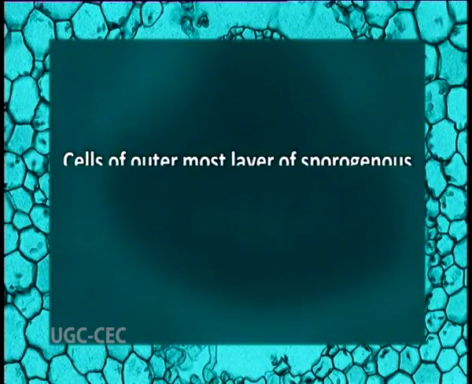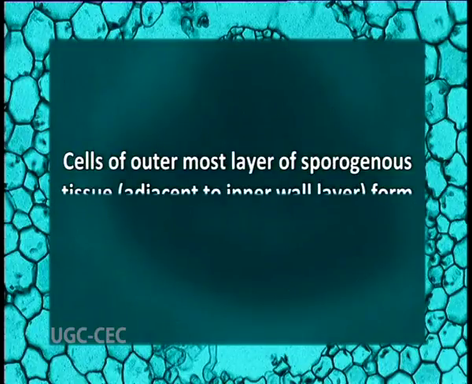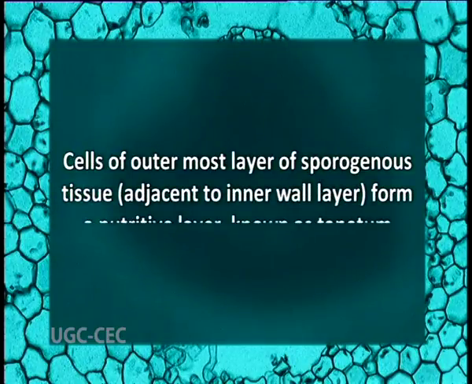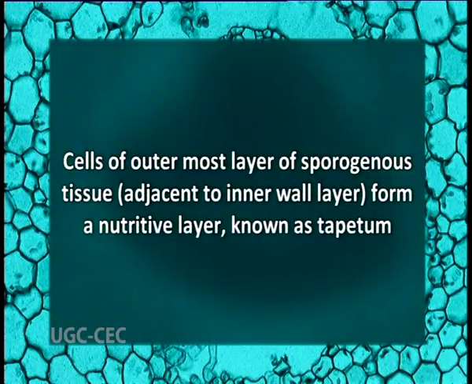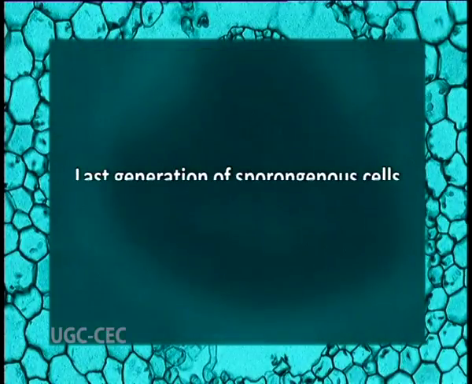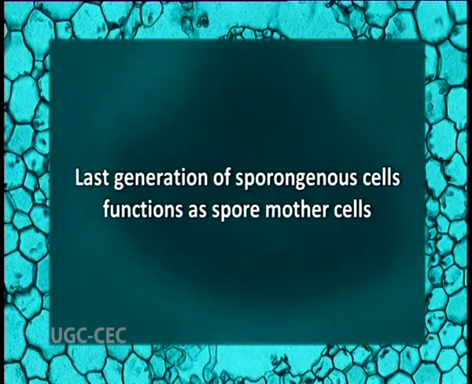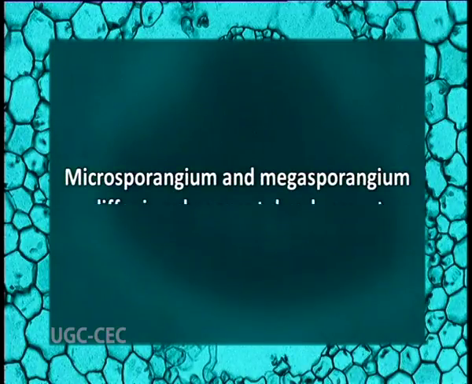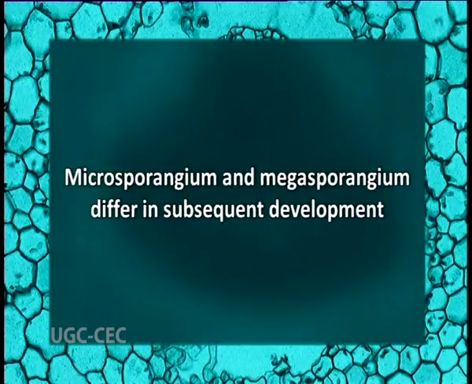The cells of the outermost layer of the sporogenous tissue adjacent to the inner wall layer form a nutritive layer known as tapetum. The tapetal layer disintegrates as spores mature. The last generation of the sporogenous cells function as spore mother cells. The micro and megasporangium differ in subsequent development.